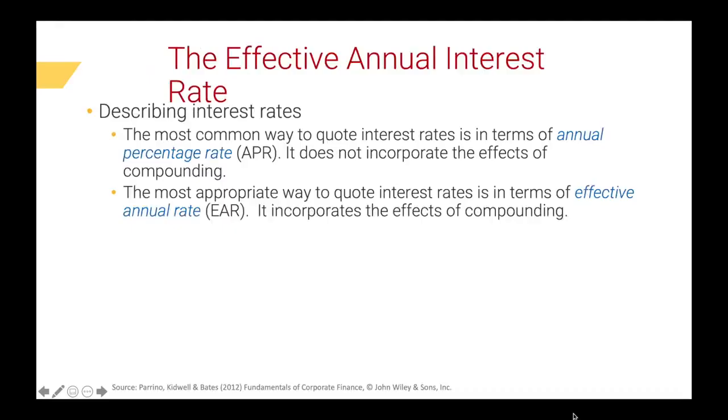The most common way to quote interest rates is in the terms of annual percentage rate, APR. It does not incorporate the effects of compounding. The most appropriate way to quote interest rates is in terms of effective annual rate, EAR. It does incorporate the effects of compounding.